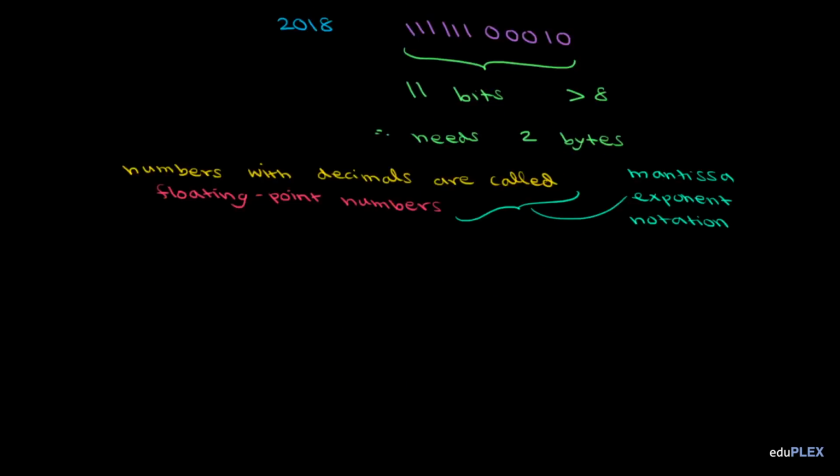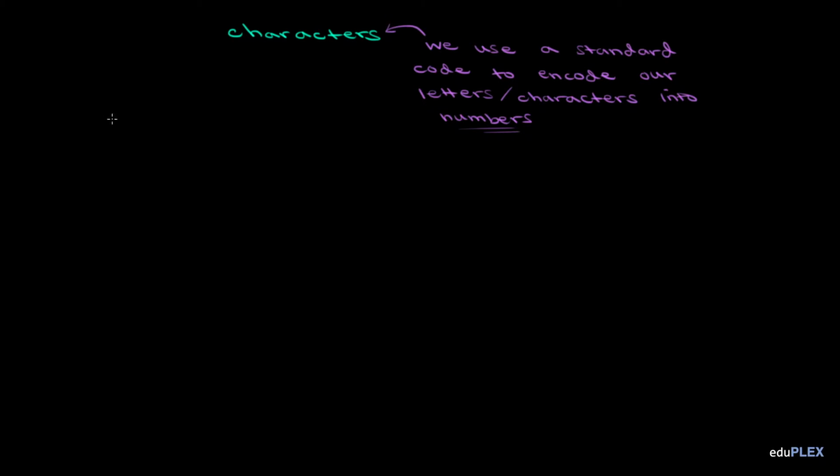But what about letters and characters? We can't do a mathematical conversion to change the letter R to a binary number. Instead, we just use a standard code to encode our letters into numbers. This is basically just a big table that says this character is represented as this binary number. One of the most popular codes is ASCII, or the American Standard Code for Information Interchange.